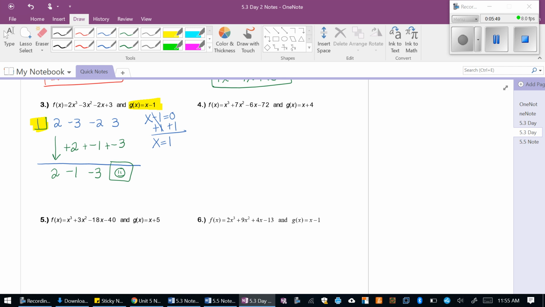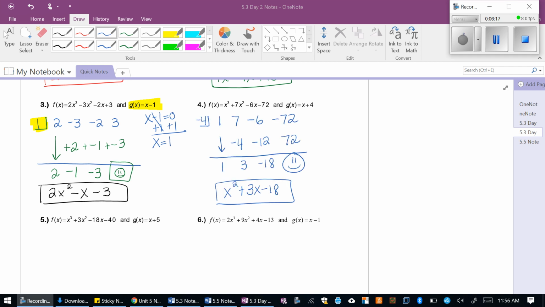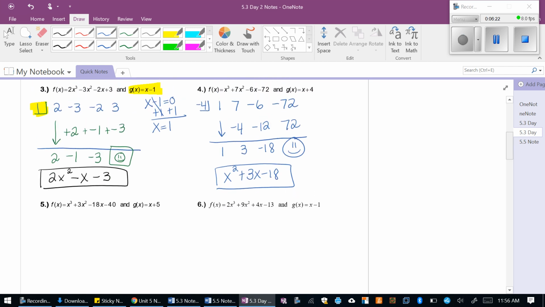The final step is going to be to write down my answer. So I'm going to start 1 degree less than the third. So we have 2x squared minus x minus 3. Okay, so now that we've done 3 together, why don't you go ahead, take a minute, pause the video, and try to do problem number 4 on your own. So if you look here, I went ahead and wrote the answer to number 4. Your final answer should have been x squared plus 3x minus 18 with no remainder.